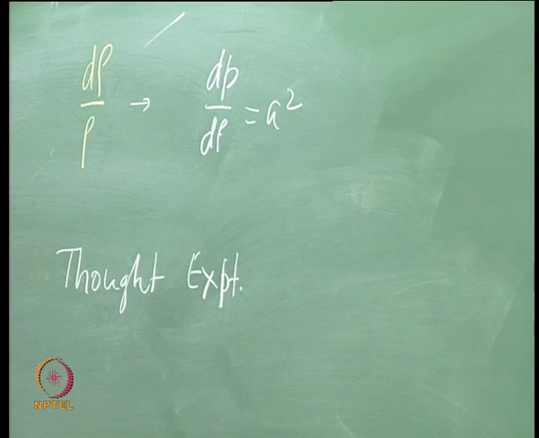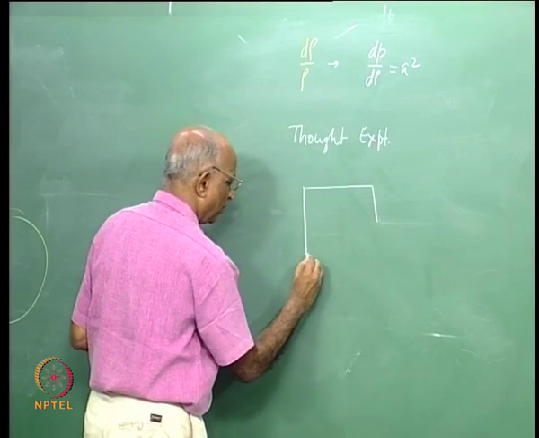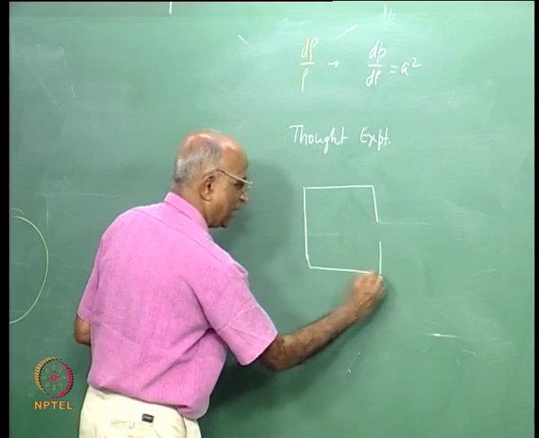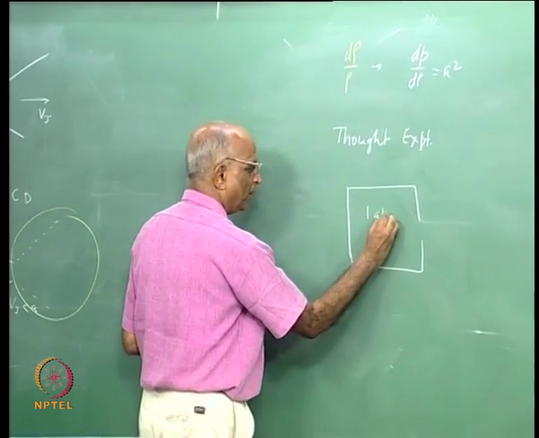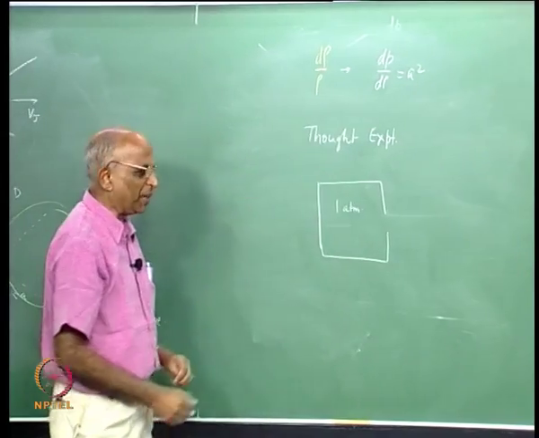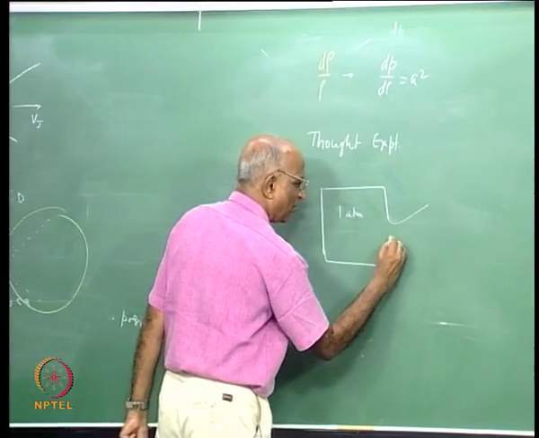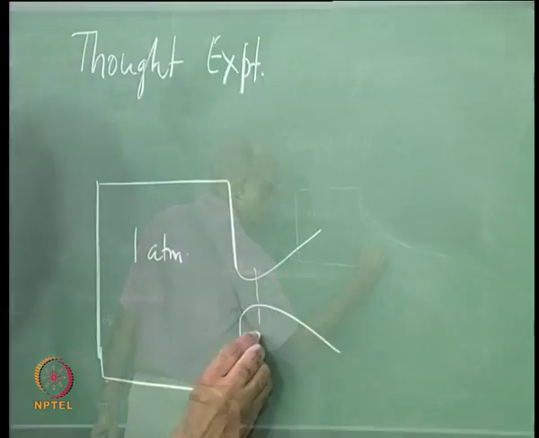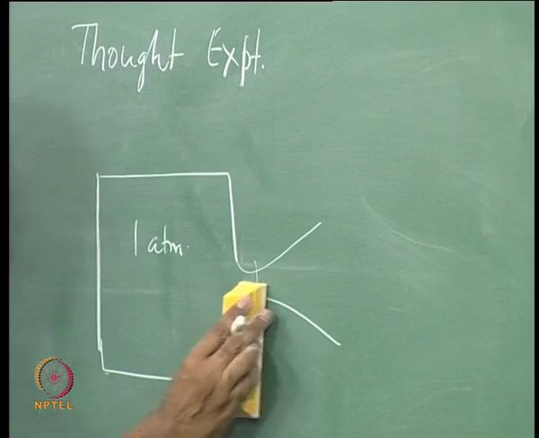What is this thought experiment? Let us say I have a tank or a chamber, something like this. It is at ambient pressure, 1 atmosphere. I am really not bothered about temperature at this point in time. Maybe I attach a convergent divergent nozzle to it. This is my throat, that means a constant area section. Let us draw it properly.